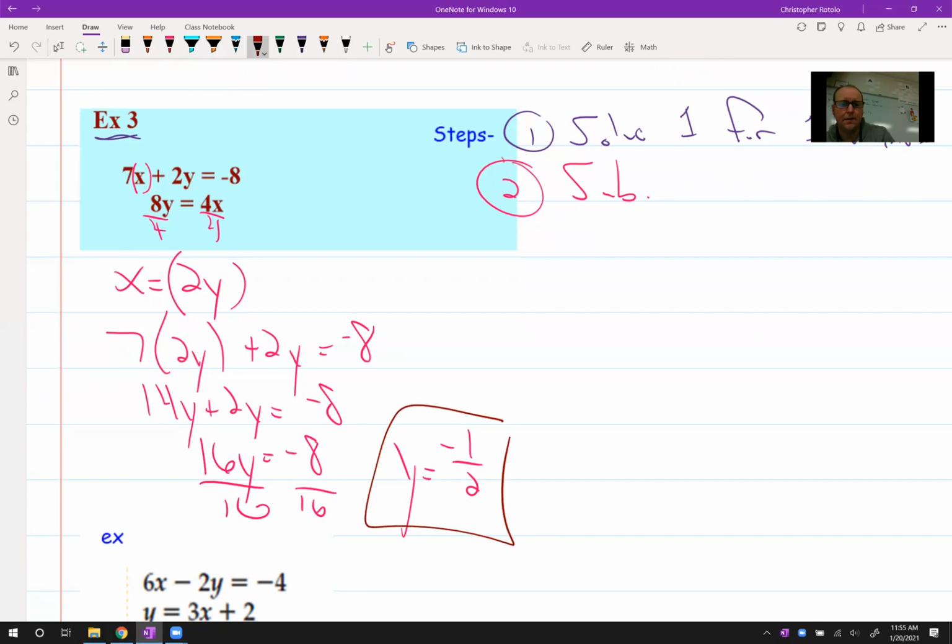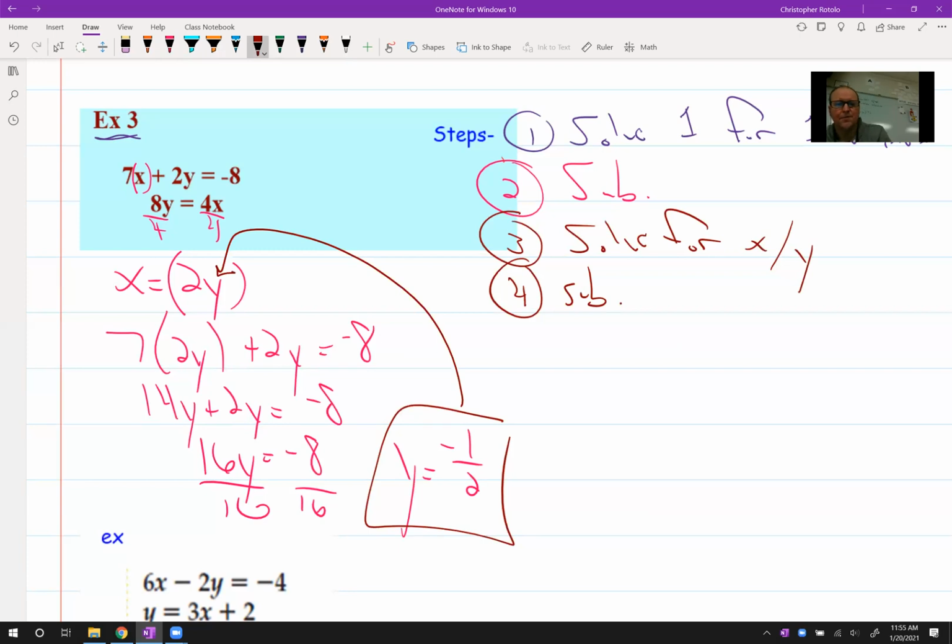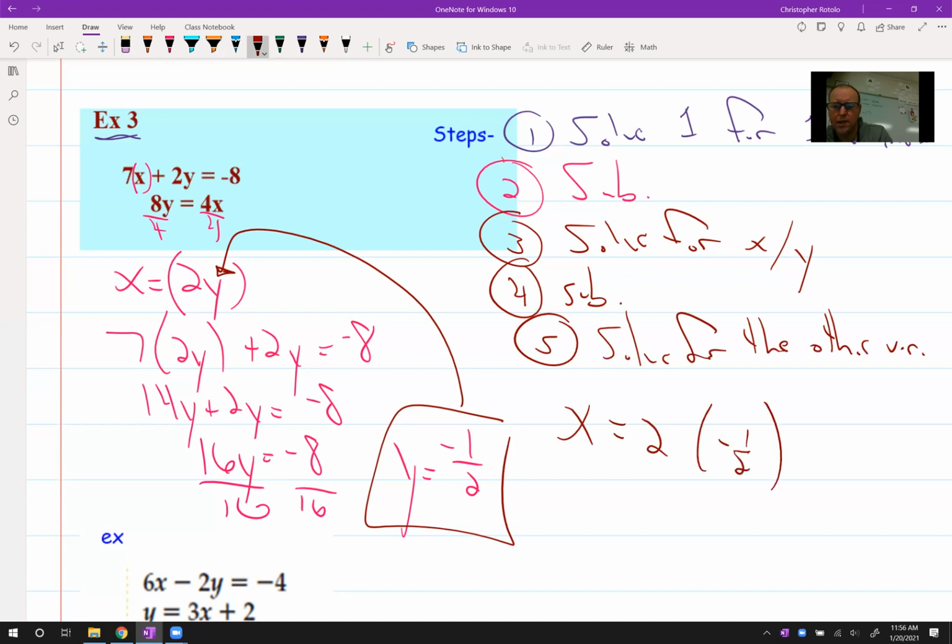What are we going to do with it? Oh, I'm sorry. Step number 3 was to solve for either x or y, right? Because this could have gone either way. Step number 4, every other step is substitute. I'm going to take this and I'm going to put it right there. And so step 5, after we substitute, is going to be solve for the other variable. All right, so I need x equals 2 times negative 1/2. What's half of 2? It's 1, and negative of that, x equals negative 1. So the ordered pair would be negative 1 with negative 1/2.